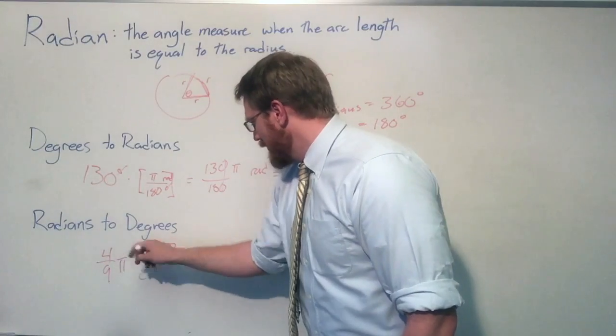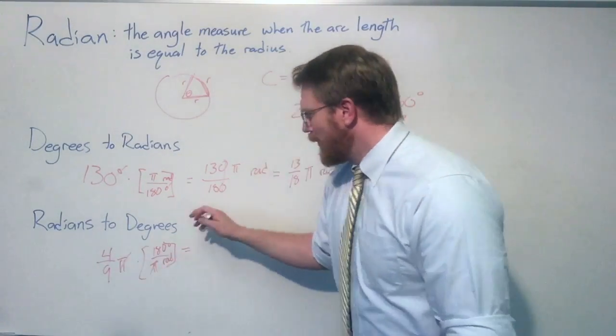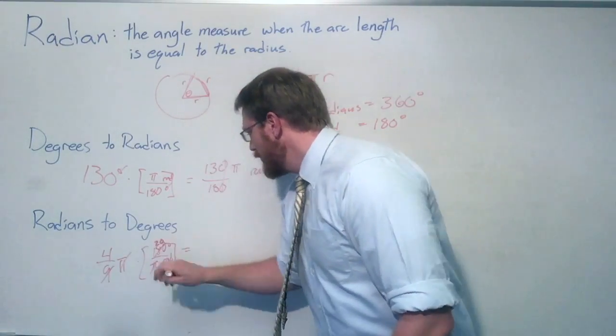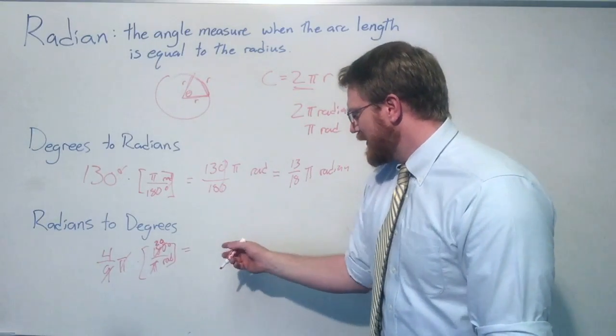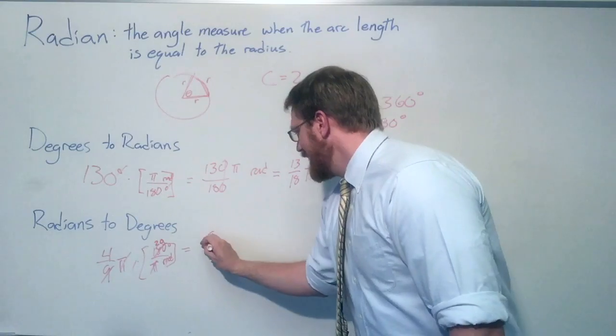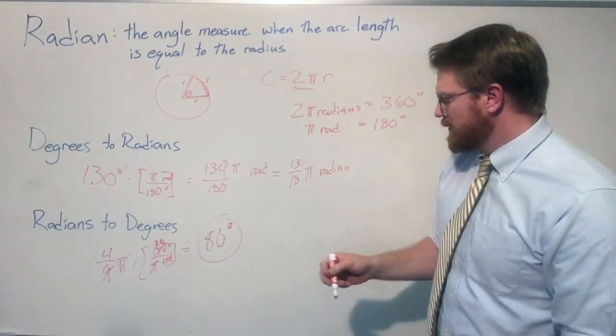This pi is really up there with that 4 in the numerator. Those pi's cancel. 9 and 180 are offset. I see a multiple there quickly as 20. And so the only thing left here in the numerator, my radian units canceled. I have 80, and my only unit left is degrees. 4/9 pi equals 80 degrees.